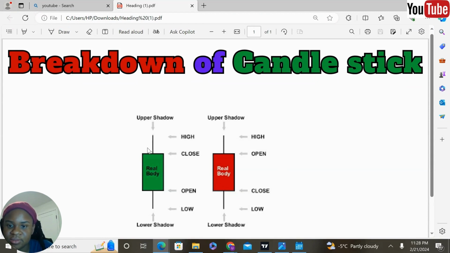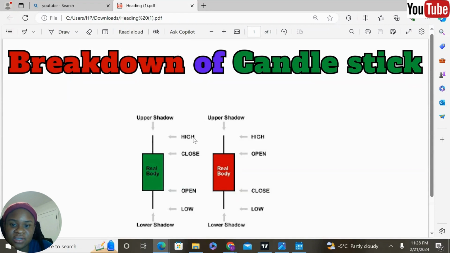Now, for a buy momentum, I really want to break down this candle for you. This is the opening of a buy momentum candle, and this is the closing of the candle. This is the low of the candle, and this is the high of the candle.